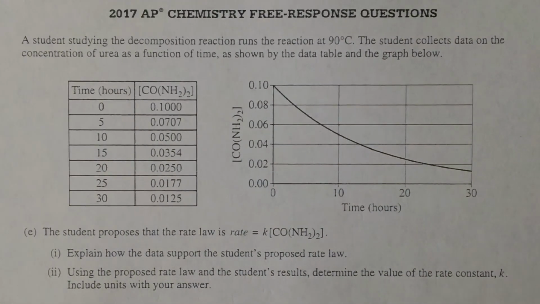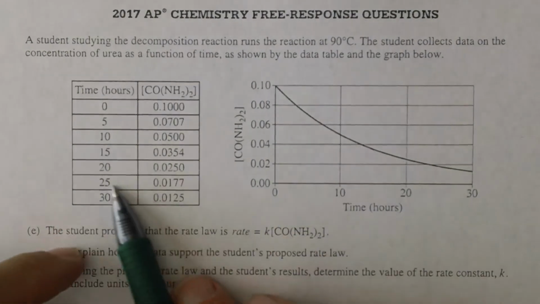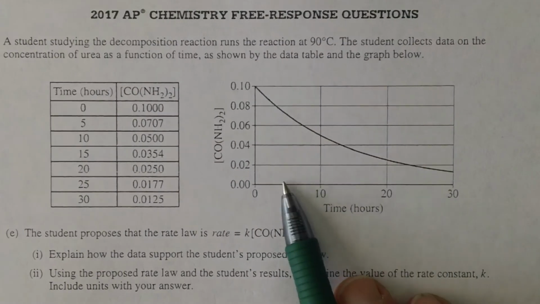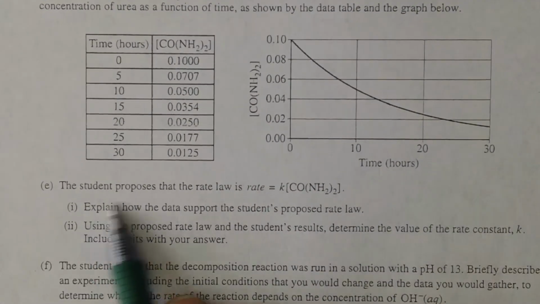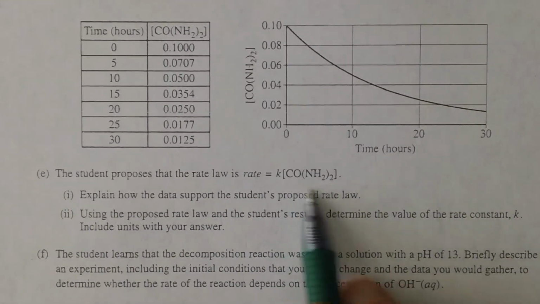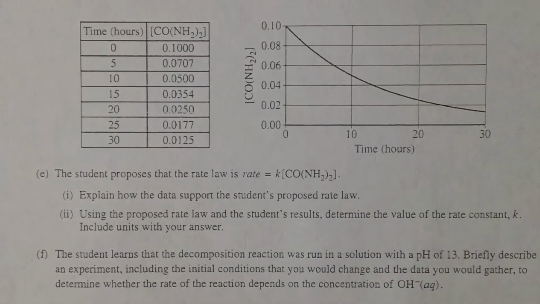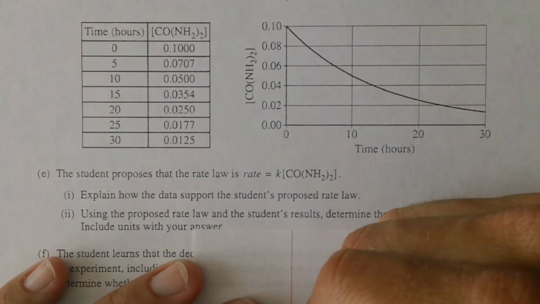So part E says you get concentration versus time. This means it's an integrated rate law question, and they give us a graph of that data next to it. It says the student proposes the rate law: rate equals k times the concentration to the first. Explain how the data support this student's proposed rate law. This student says it's first order.